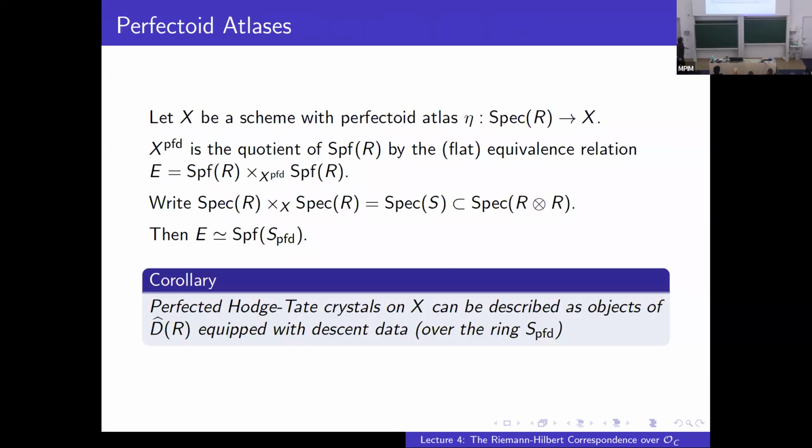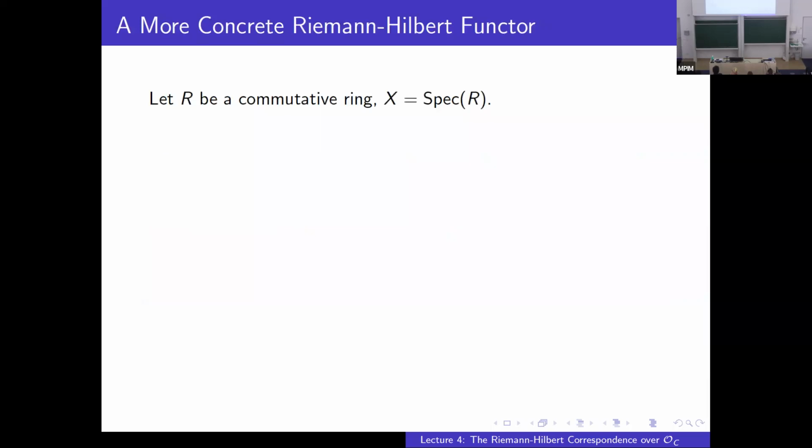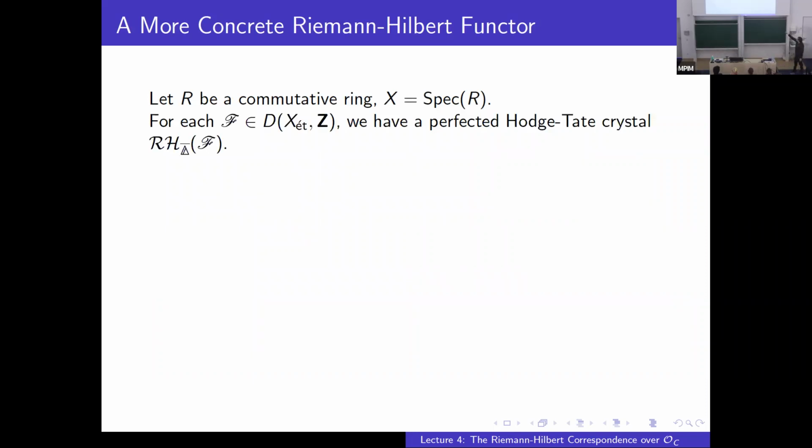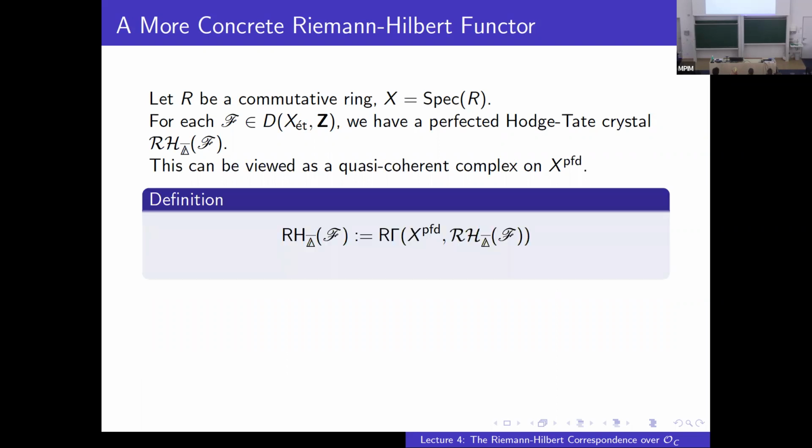Okay, so that could be useful, but let's try to extract something a little more concrete. So let R be a commutative ring. X is Spec R. And now let's suppose that I give you some étale sheaf on X. It has an associated crystal. I think of that as a quasi-coherent complex on the perfectoidization. And I just want to extract a more concrete invariant by taking the global sections of this. So I could have said this without introducing the perfectoidization. So this is a complex, let's say, of abelian groups for now.